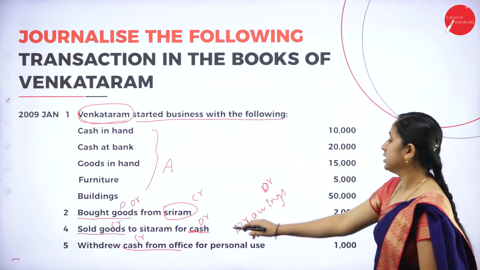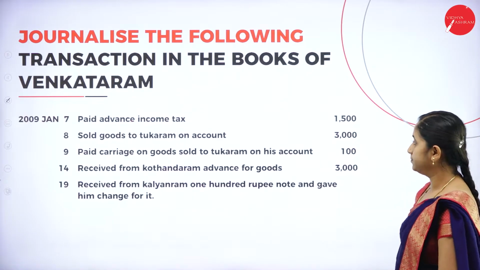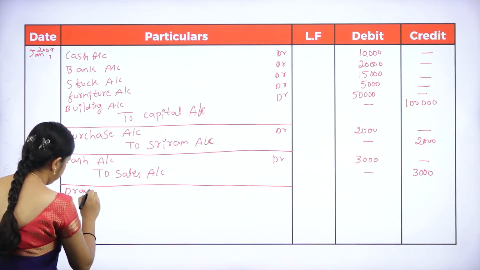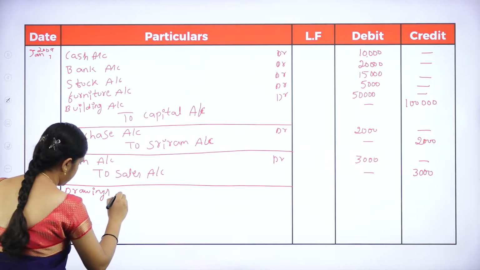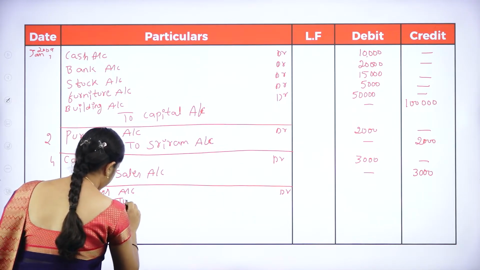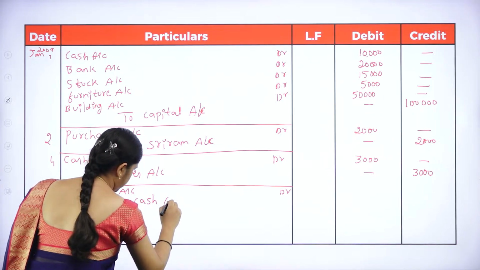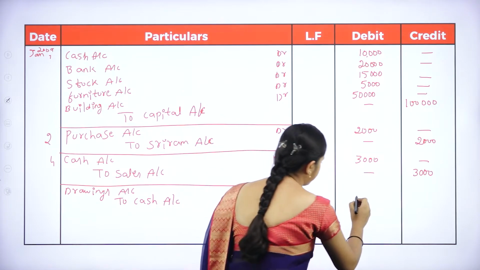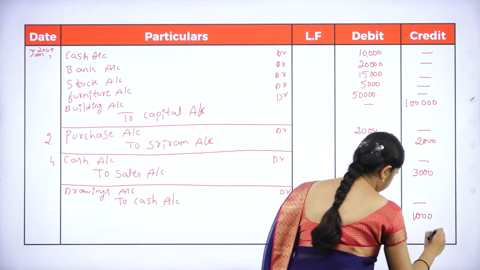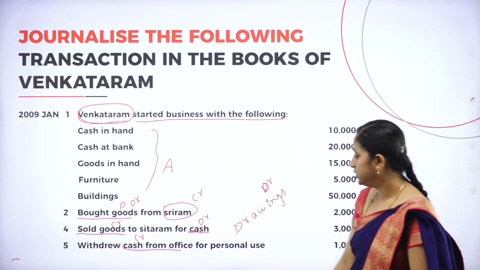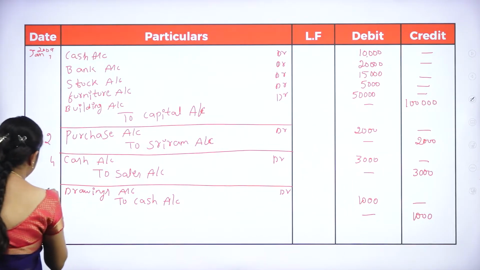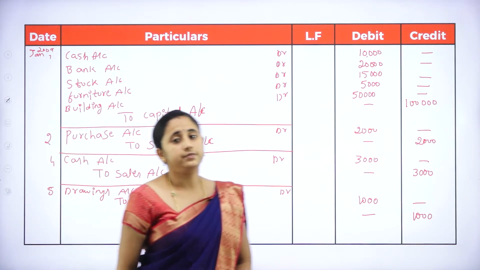Drawings account debit to cash account of rupees 1000. We'll write the narration as: being cash withdrawn from office for personal use. Date, 5th Jan. We'll write the date 5th Jan.